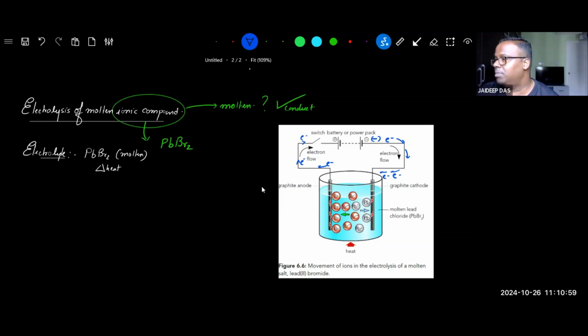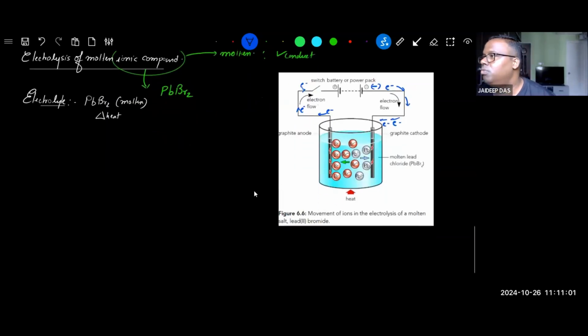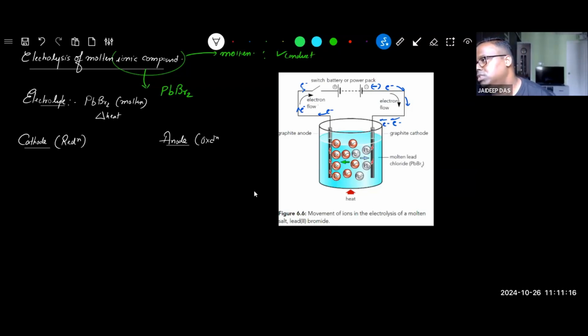So what is happening inside the electrode? We understood so far that there is something called cathode and there is something called anode. Okay children, understand very calmly. If you have a doubt here, ask. What is a cathode? Cathode is the place where reduction will happen. Anode is the place where oxidation will happen. Reduction means RIG, oxidation means OIL. This means loss of electrons happens at the anode, and at the cathode, gain of electrons will happen. Have you understood?